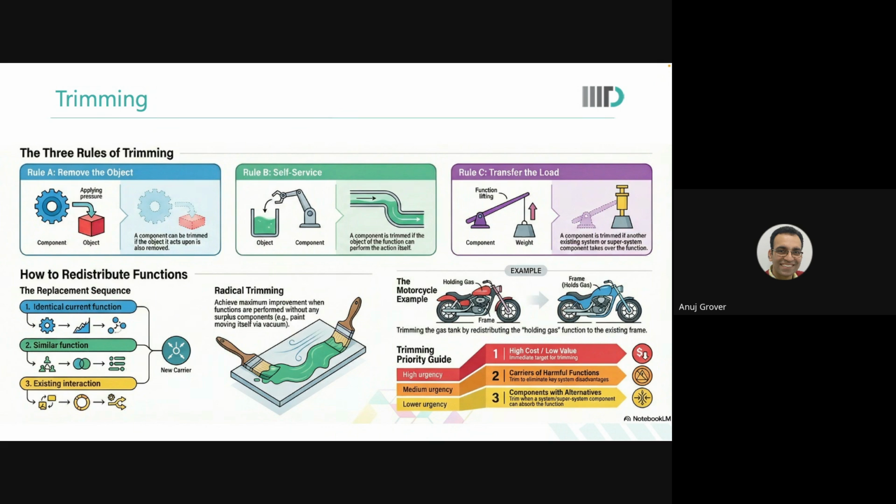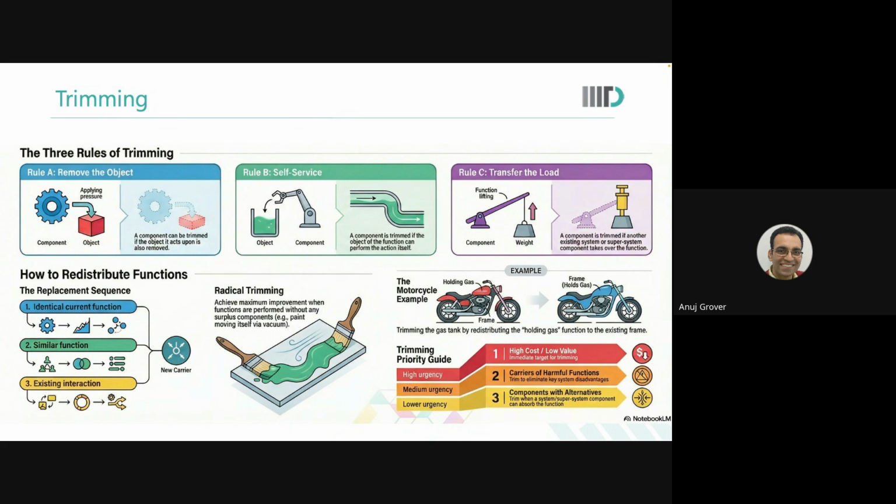Or another component which simply touches the present object. Because it is touching the present object, whether there was a function between them or no function between them, there is already an interaction. I'm not creating something new. So again, I can transfer this particular function to that particular component.